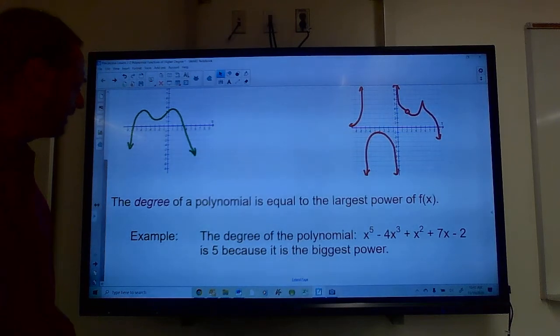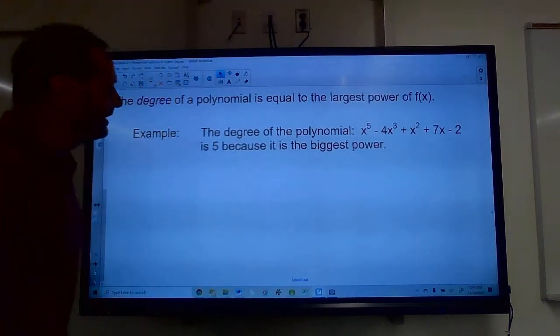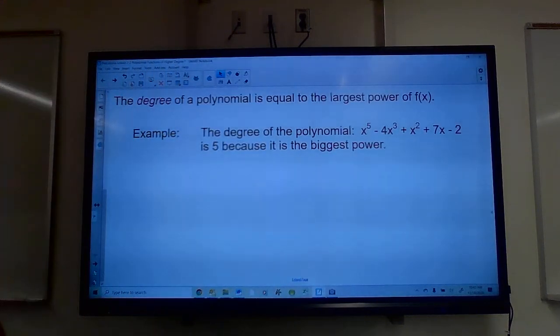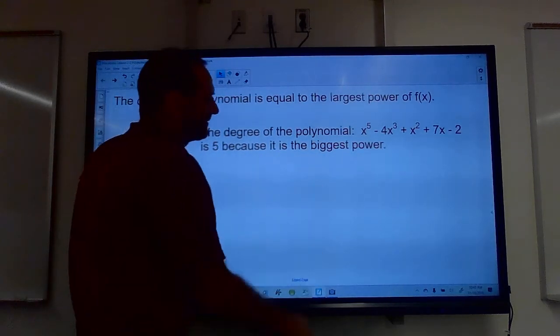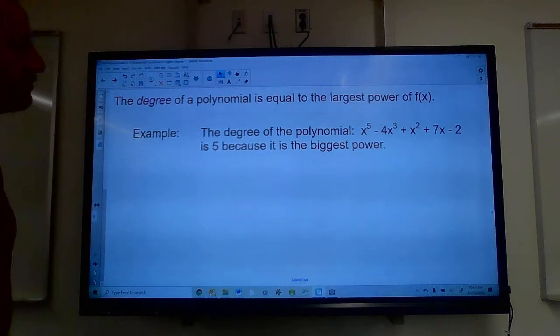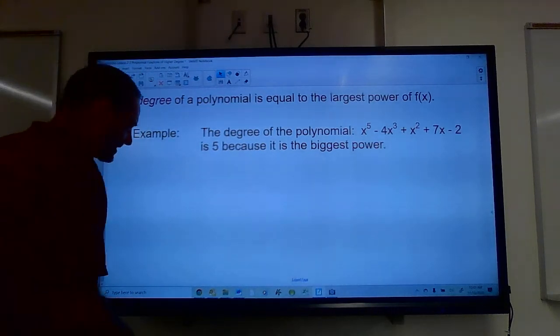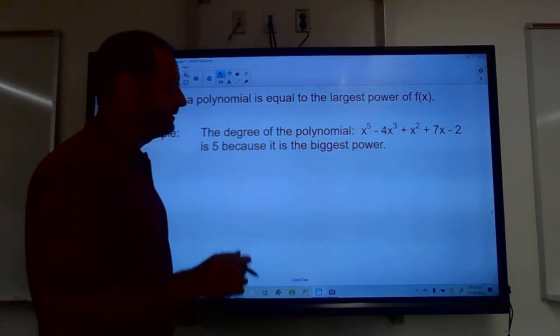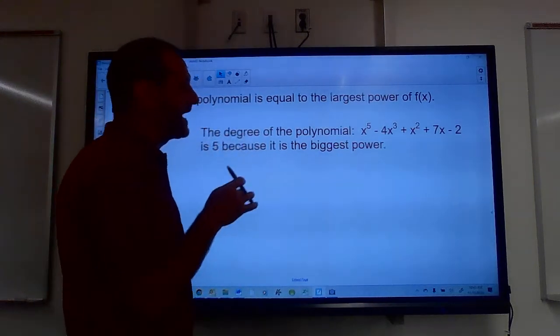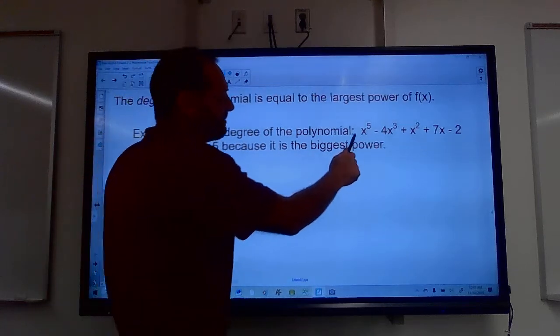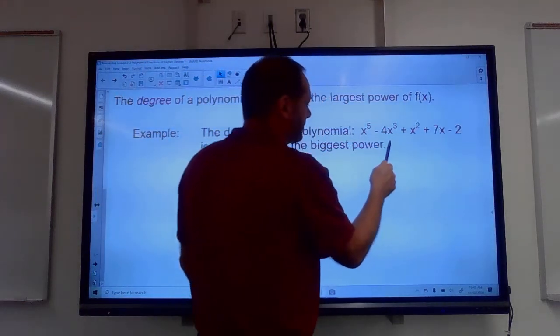The degree of a polynomial is equal to the largest power of f of x. So the degree of the polynomial x to the fifth minus 4x to the third plus x squared plus 7x minus 2 is 5 because that's the biggest power. And again, I mentioned this last time, it doesn't matter what order these are in. I can switch this around.